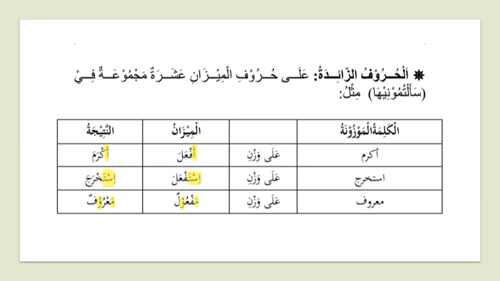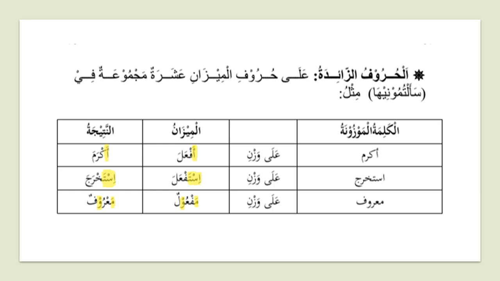Istakhraja. Where are the root letters in istakhraja? If you look at your book, not kha, ra, and jim. The increase is the alif, sin, and the ta. Is that from sa'altumuniha? Look at the letters in sa'altumuniha. All of them are in sa'altumuniha. Then you have another one, ma'rufun.